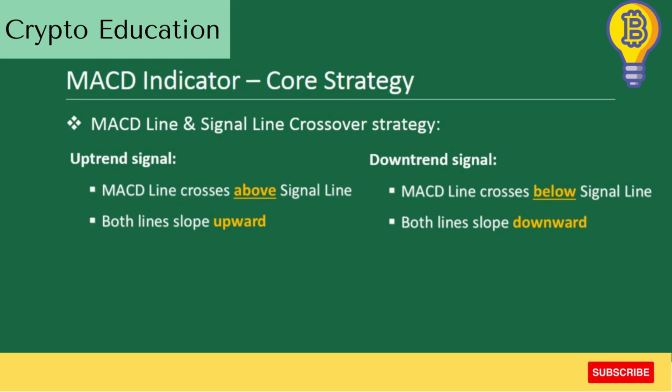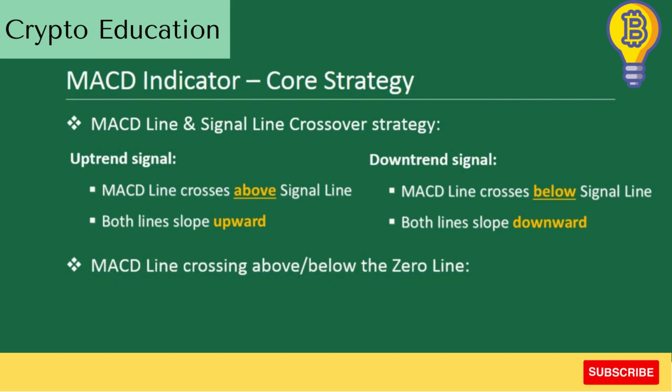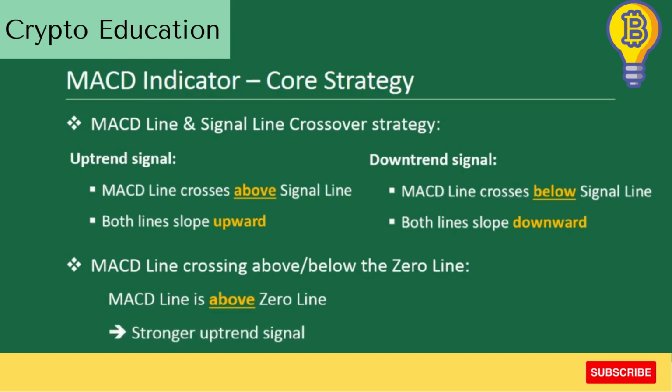And the second strategy is the MACD line crossing above or below the zero line. When the MACD line crosses above the zero line, this shows us a stronger uptrend signal. Do you know why? It's because most of the time when the MACD line is above the zero line, the EMA 9 is likely above the EMA 50. This shows us a stronger uptrend signal because the EMA 50 can act as a dynamic support that helps push the price up.